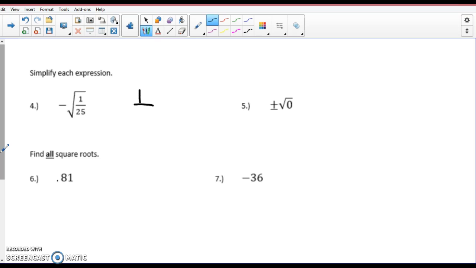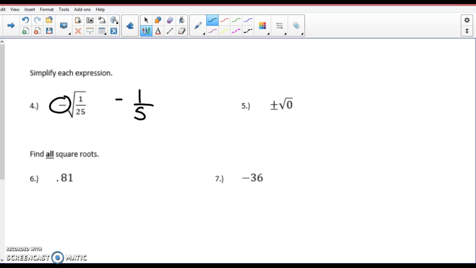What times itself gives you 25? 5. And do you see this negative out front? The answer is negative 1/5, not negative 1/50, right? Taking the square root of a fraction is exactly like taking the square root of a regular number. Take the square root of the numerator, take the square root of the denominator, be done with it. This negative gets carried along.